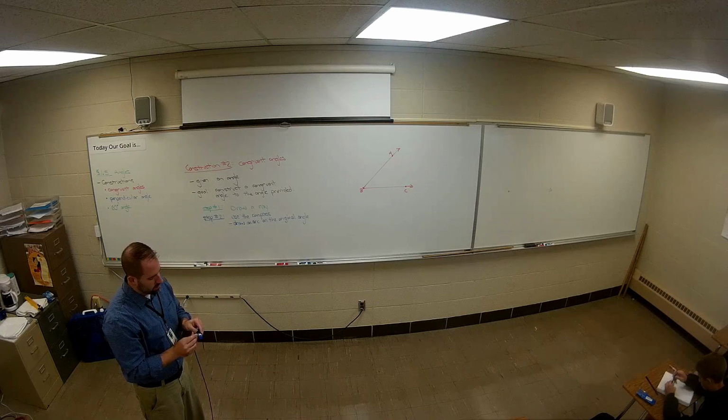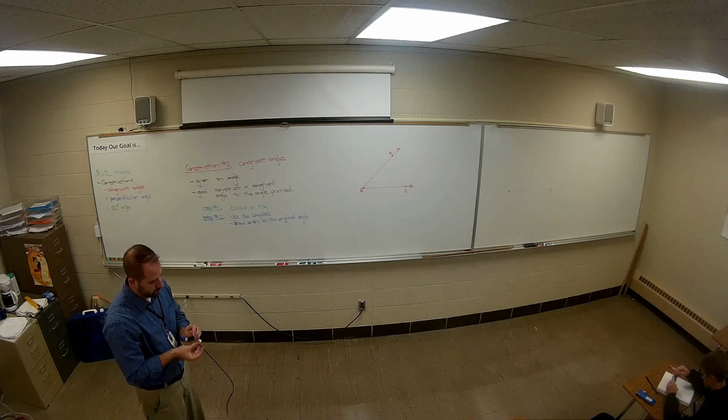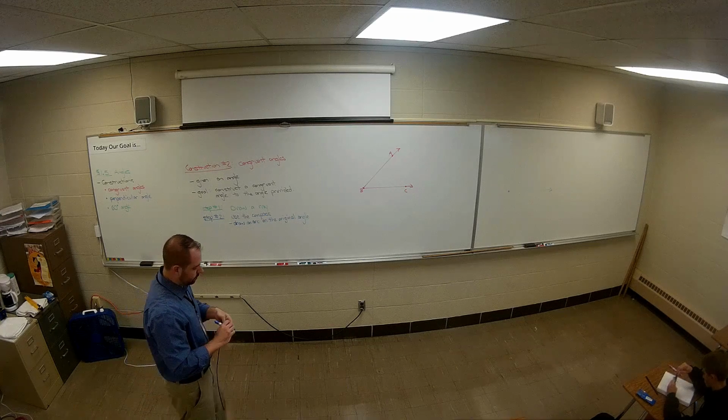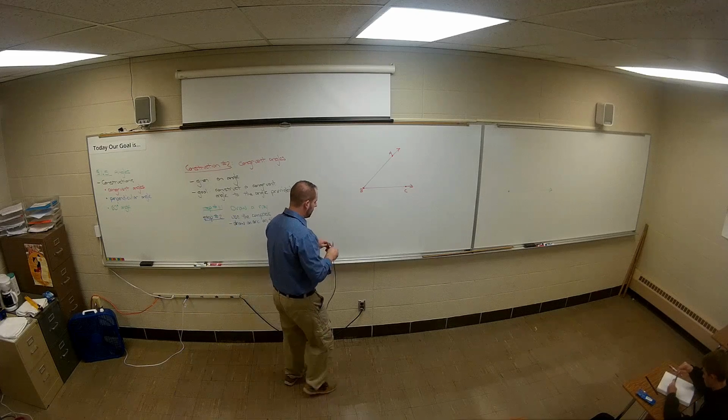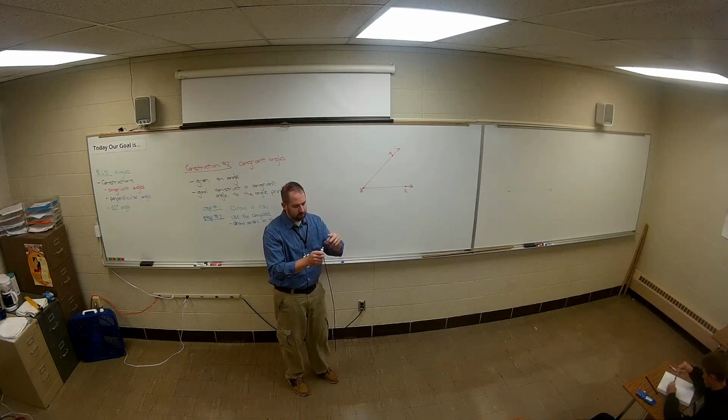Okay, so you're going to open up your compass randomly, so you mess with the gear and open up that big. That's fine. Alright, so you're going to put the little pointy end on B, and you're going to draw an arc. Boom, like that. Everyone's arc hit both walls.